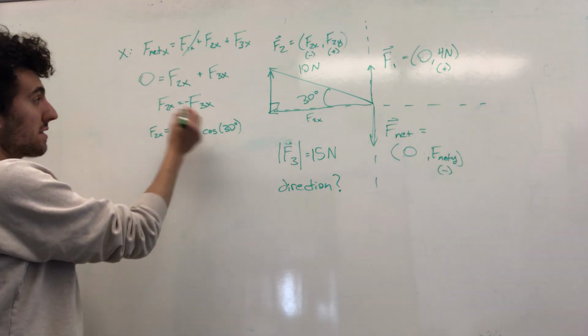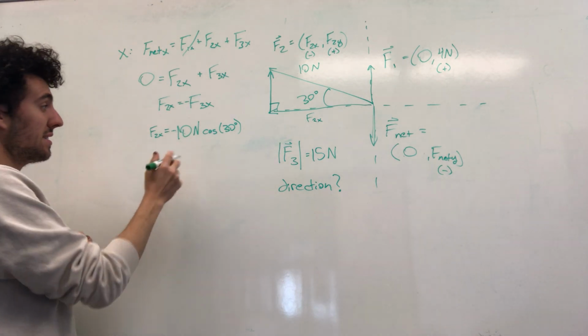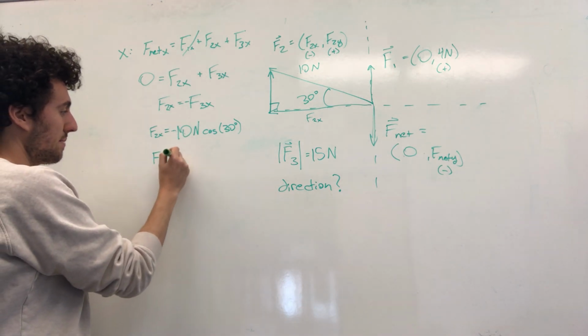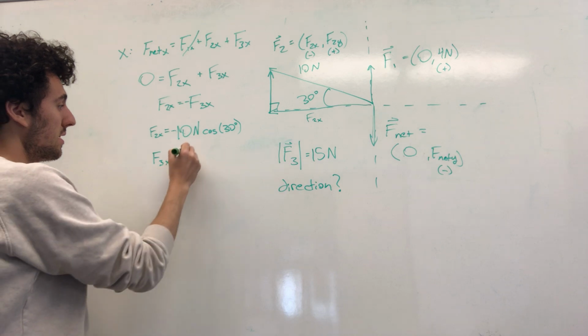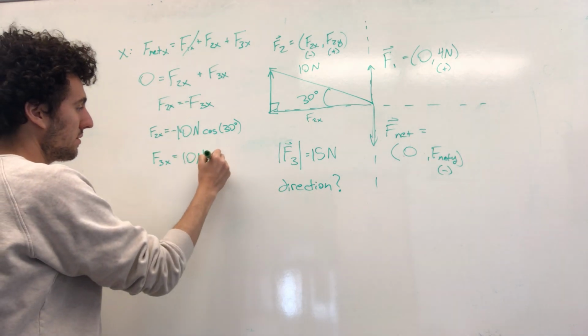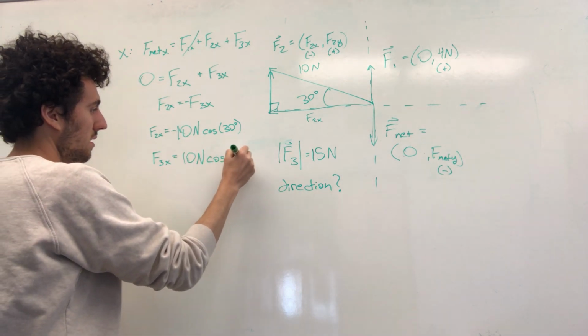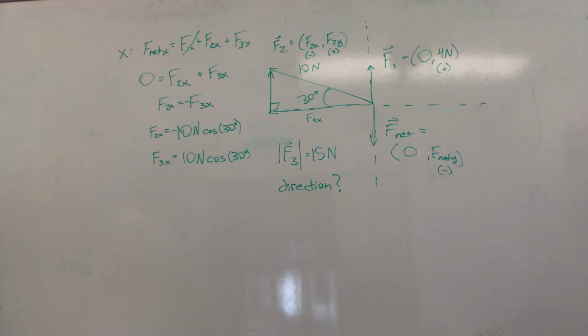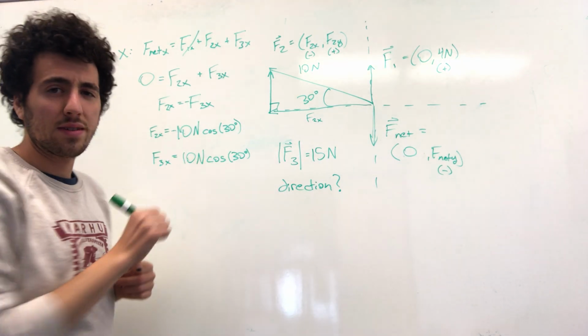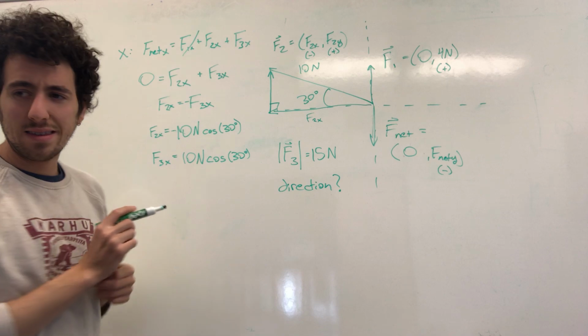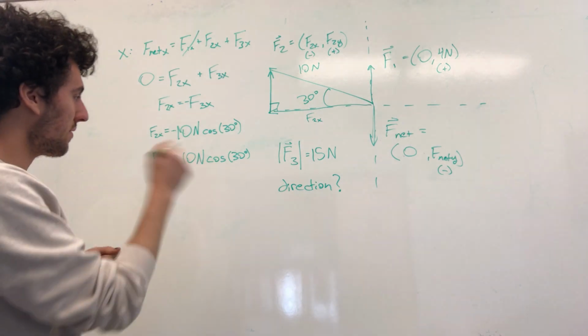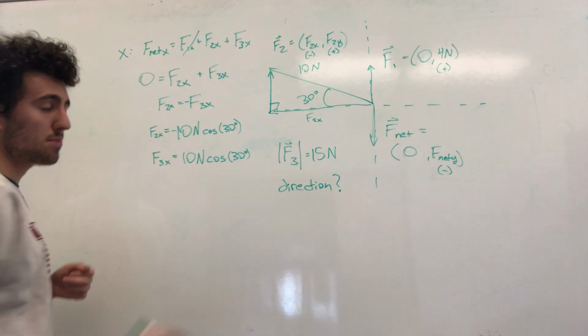And now we know f3x is just negative f2x. So if f2 is negative, f3 is positive, like we just said. So f3x is just going to be positive 10 newtons times cos 30 degrees. And that works out to be equal to, what is it? I don't actually have it right here, but I think cosine of 30 degrees is something like 0.86, perhaps. We'll solve that after, but this is good for now. Here's our x component of f3.